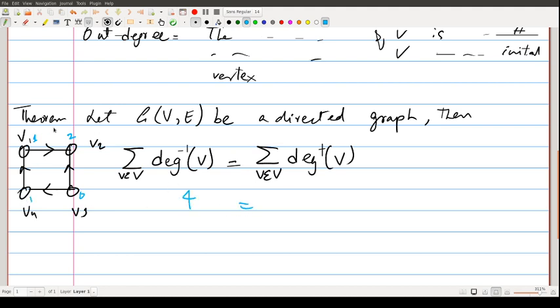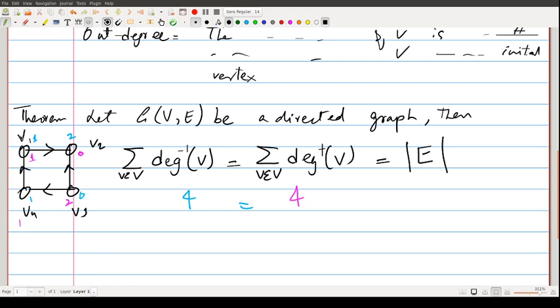For the out degrees, for V1 the out degree is 1 because there's 1 edge going out. For V2 it's 0. For V3 it's 2 because there are 2 edges going out, and for V4 it's 1. So if I again add them up, it equals 4. And notice that it's the same as the number of edges you have, that is the cardinality of E, the number of edges in your directed graph.